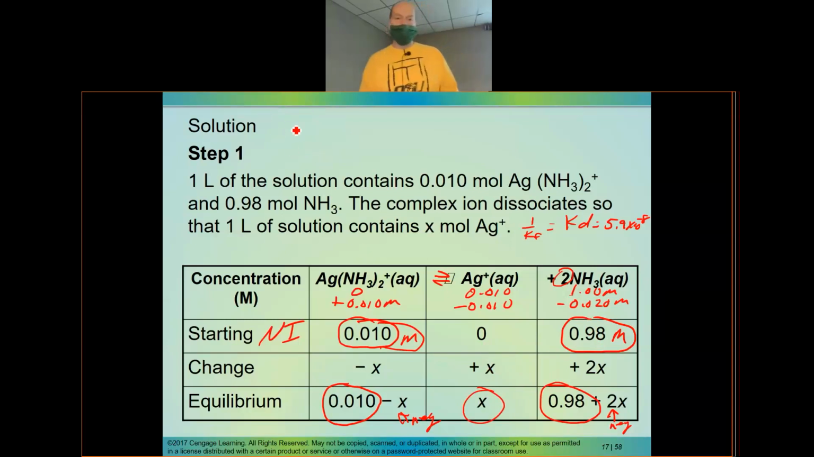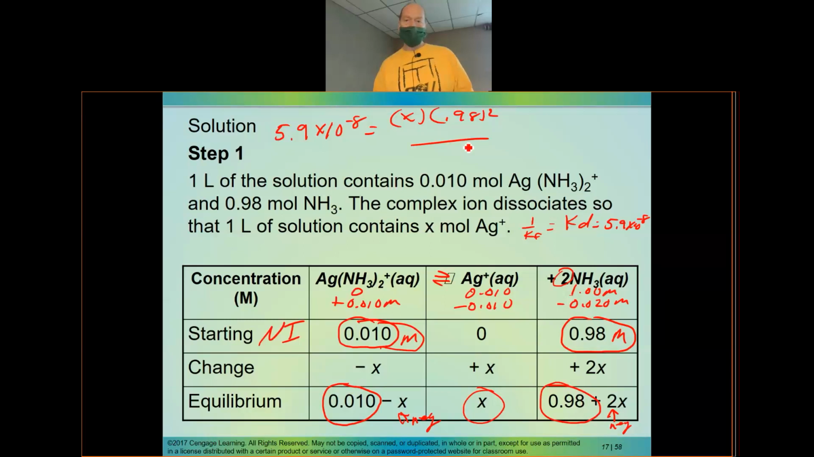So this time our equation is KD. We have 5.9 times 10 to the minus 8 is equal to x times 0.98 squared, don't forget to still square it, divided by the 0.01. And when you solve for x, you will get exactly the same answer, 6.1 times 10 to the minus 10. And so your Ag plus is exactly the same as we did before, 6.1 times 10 to the minus 10 molar.